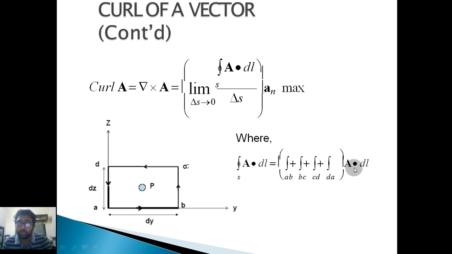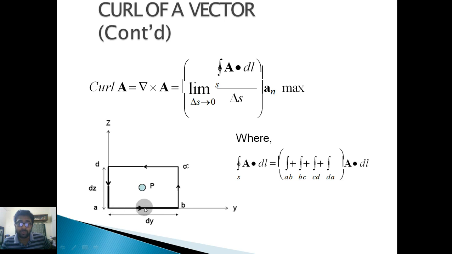Now suppose this is a closed vector and this is a closed surface. Now A dot dl will be described as A to B. Now this is a closed surface. It has started from A to B. Now we will take an integral of A to B, then B to C, then C to D, and again D to A.